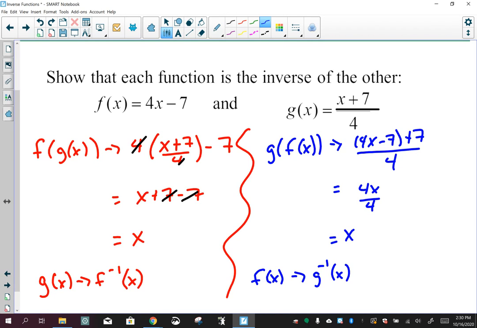Okay. So when it's asking you to verify, this is what you are wanting to get. You want to get that single solitary x by itself. If you wind up with x plus 2, if you wind up with 5x, if you wind up with anything else and there's no way to get rid of it, then you do not have an inverse. Okay? It has to be a plain old everyday lonely little x. All right?